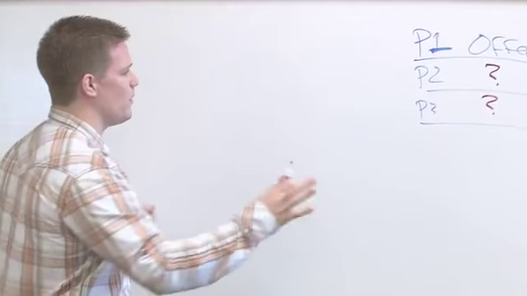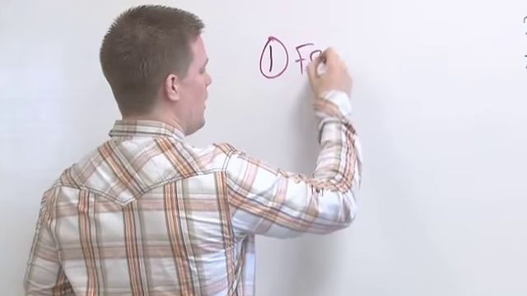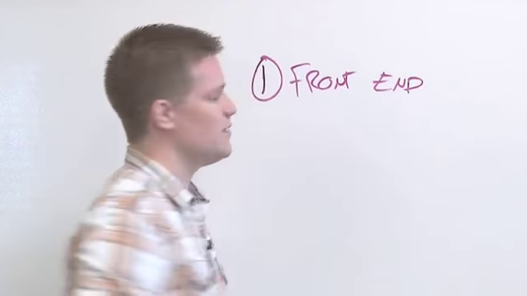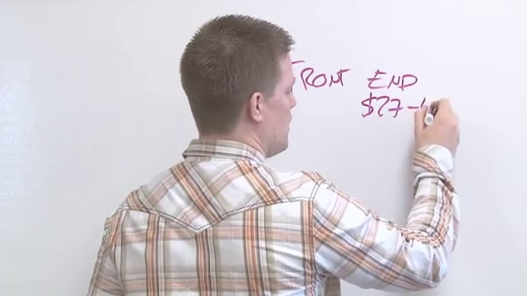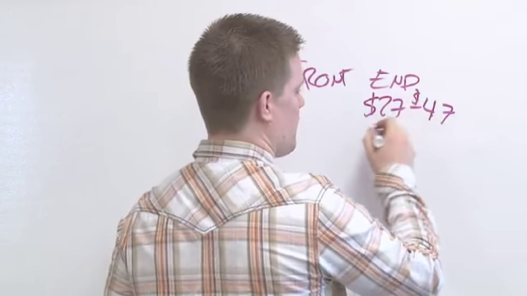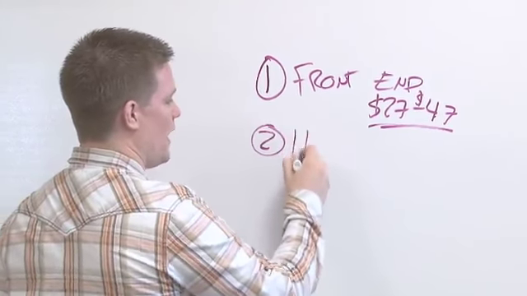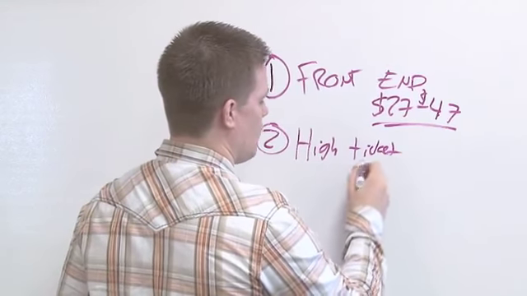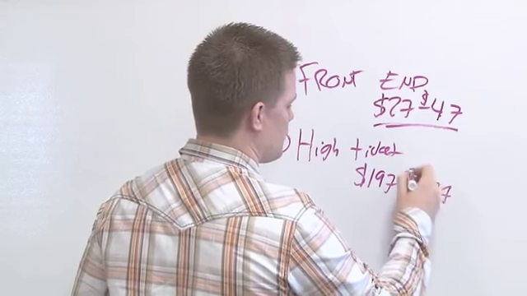Now normally when I'm trying to find an offer, I'm trying to find a couple different things. I'm usually trying to find something that's a front end. Front end price can be somewhere in the range of $27 to $47. Okay, so that's the first thing. Now I also need some more high ticket products. So high ticket products, I'm going to look for something that's around $197 up to $997.